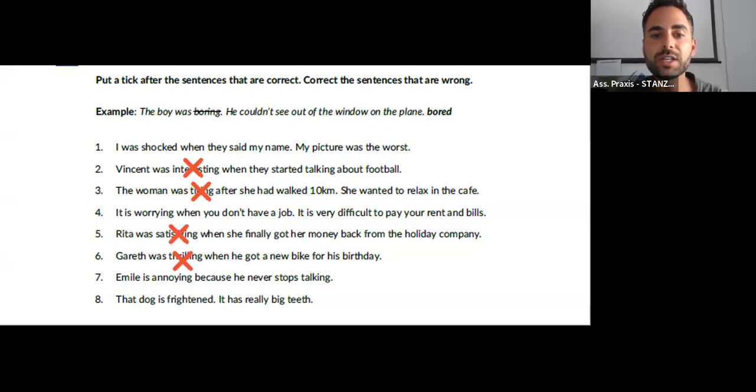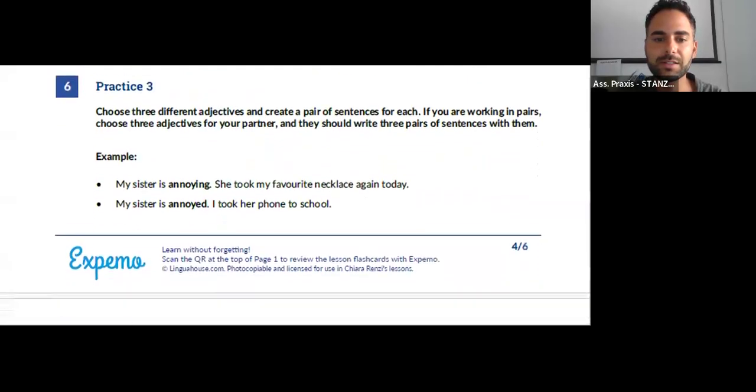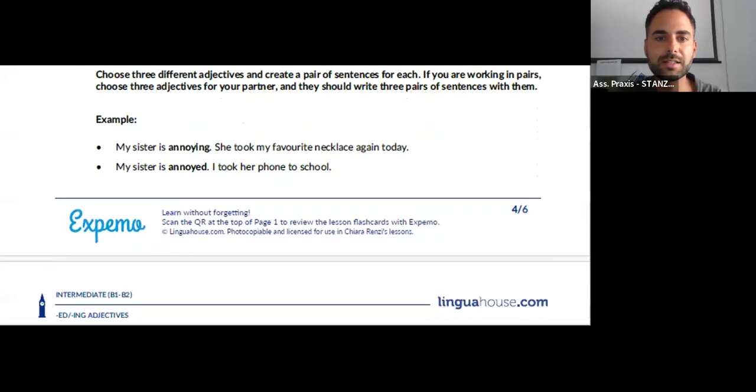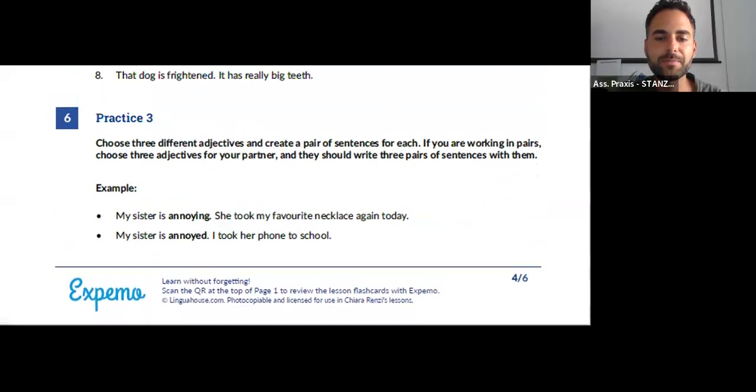Number eight, the dog is frightening. That's why people are scared, frightened. So that dog, sorry, is frightening. It has really big teeth. I hope it went well. Now let's try the next exercise.